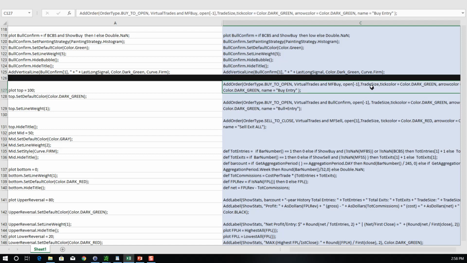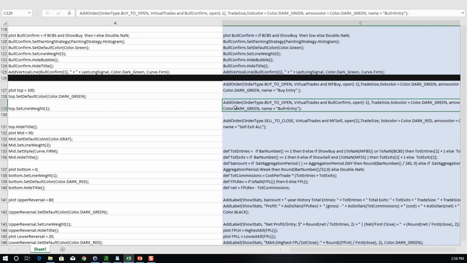The trade size is, however, in this case, we're doing 100. So we'll buy 100 shares, and we'll show the tick color as a dark green. The arrow color that we'll see is a dark green, and I'm going to put a name there which says buy entry, okay? Then we'll have another time we can get in, which is the bullish confirmation signal. And this will, again, place an order if virtual trades are showing and if bull confirm is true. That's from this statement right up here, okay?